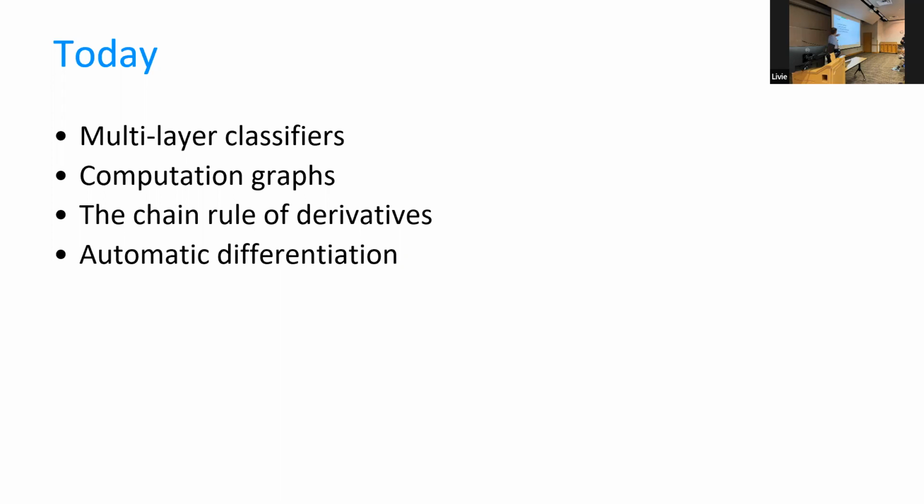To do that, we will start by talking about multi-layer classifiers, because in the real world, we don't have a single layer neural network. This is the deep learning class, not the linear classifier class. Then we will look at computation graphs and how we can translate a multi-layer neural network into a graph that maps out the operations that are happening. Then we will talk about the chain rule of derivatives and an algorithm called automatic differentiation, which will be implemented by PyTorch, the deep learning library that we use, but which it's very important to understand.